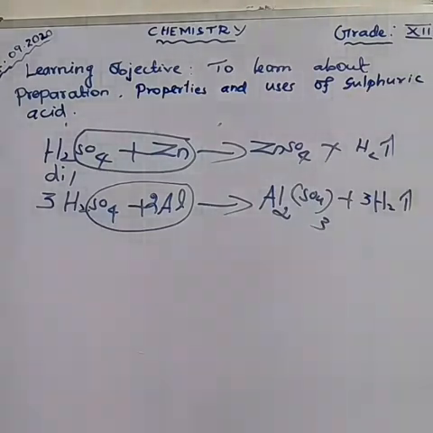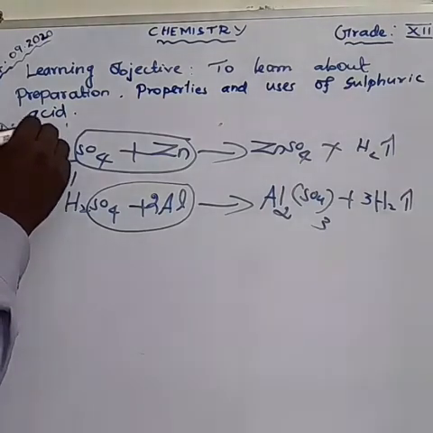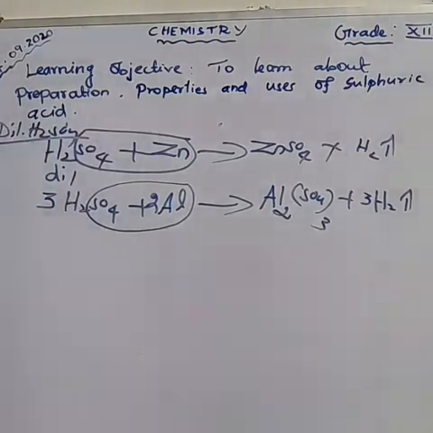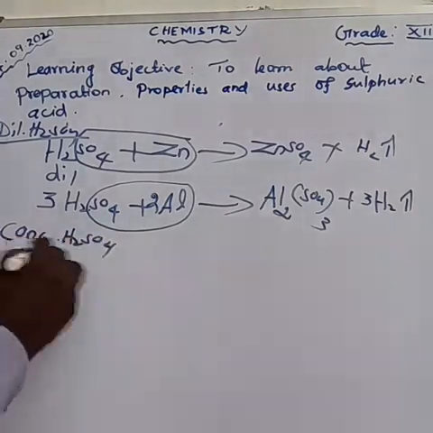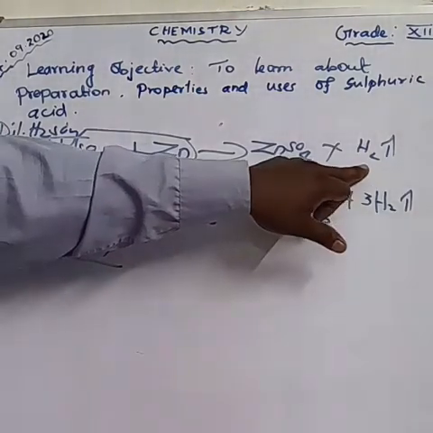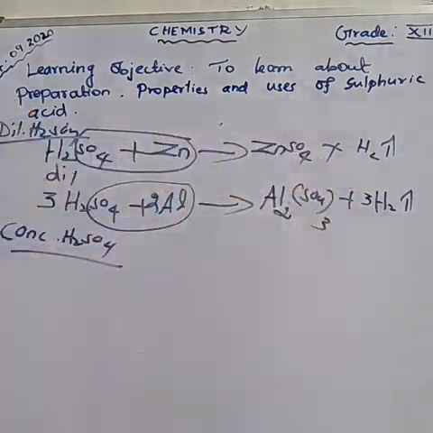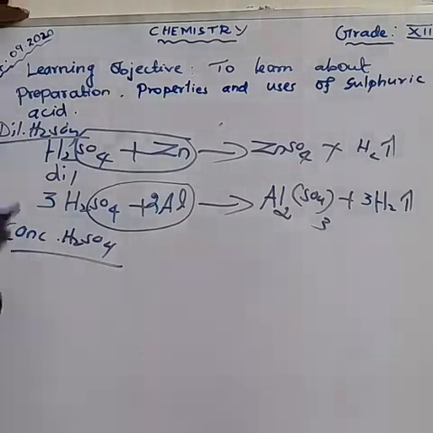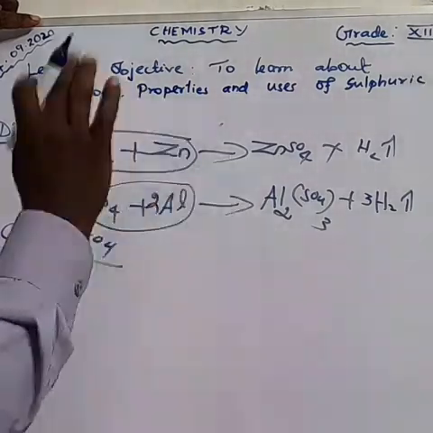For this also, any one is enough. The reaction between metal, any one is enough. Next, this is about dilute sulfuric acid. Next about concentrated sulfuric acid. For the dilute acid, hydrogen gas is evolved. But for concentrated sulfuric acid, sulfur dioxide gas is evolved. That is the difference. Dilute sulfuric acid, hydrogen is evolved. Concentrated sulfuric acid, sulfur dioxide gas is evolved.